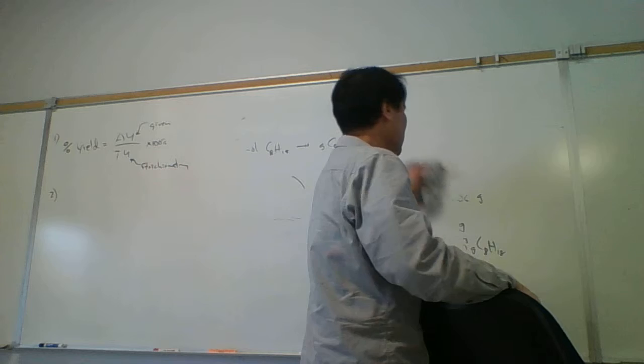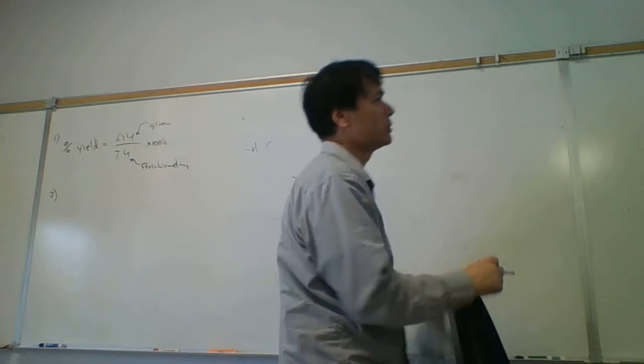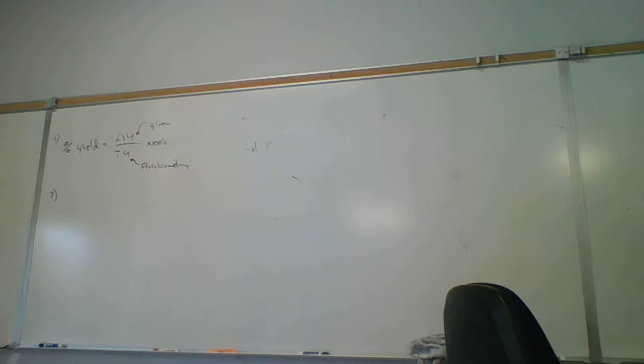So how much ammonia? Well, we're going to get a little bit less ammonia because we're going to lose some. How much are we going to lose? Well, if we have 92.8% yield, that means we're going to lose about 7.2%. And so we have to factor that in.